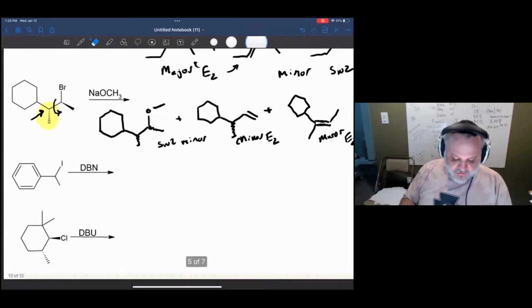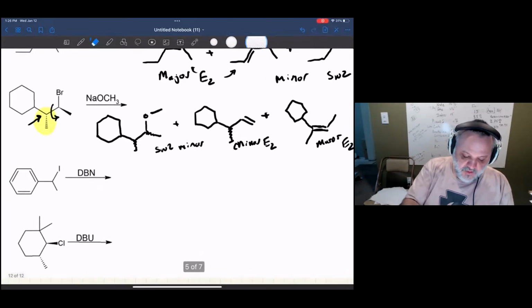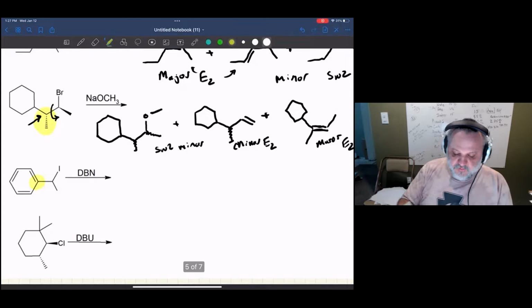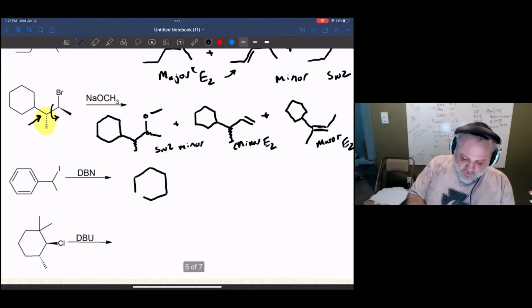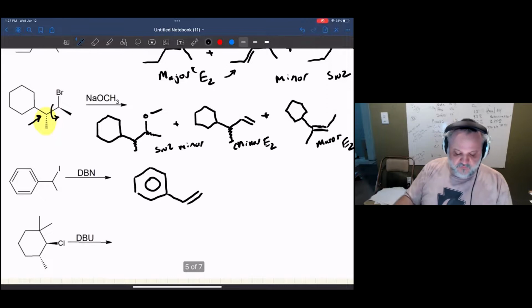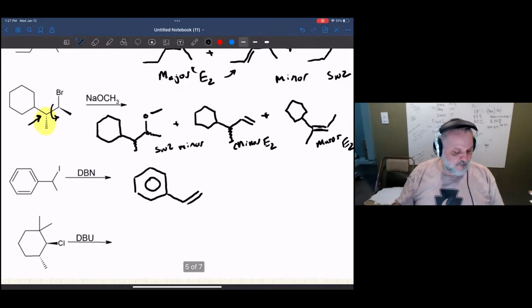Okay, now we can go back in here and take a look at this one. DBN, it's a base only. So let's take a look at the base only. Can't have a double bond that forms here because it's already got 4 bonds. So that means there's only one possible product. It's going to be a benzene ring here, and a double bond formed there.